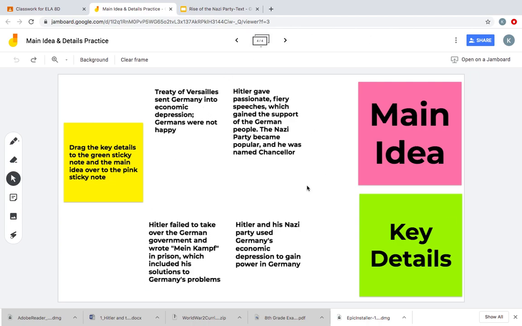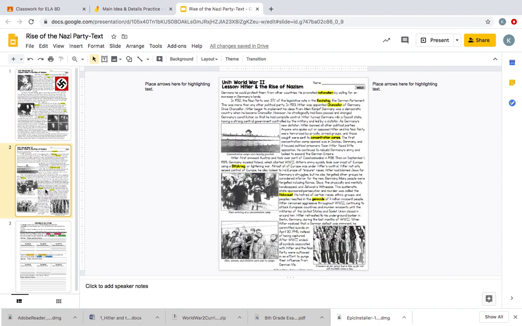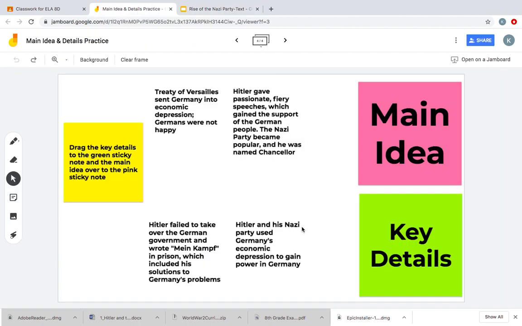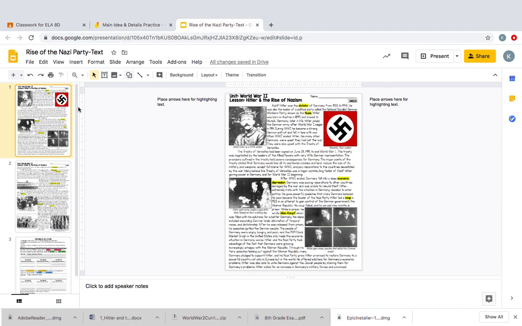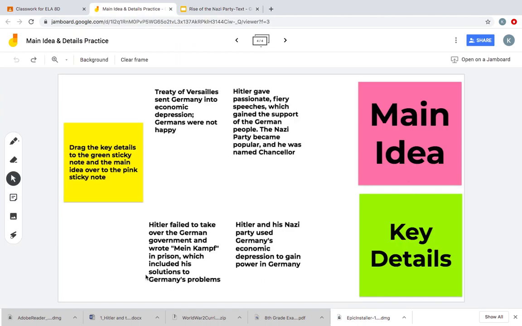once you get to this point, if you have not read the text, I would say pause when you get here, go back, read the article, okay, and then you can come in here and do this. But what you're going to do is you are going to decide which of these is that main idea, drag it over, and then which 3 support that main idea.